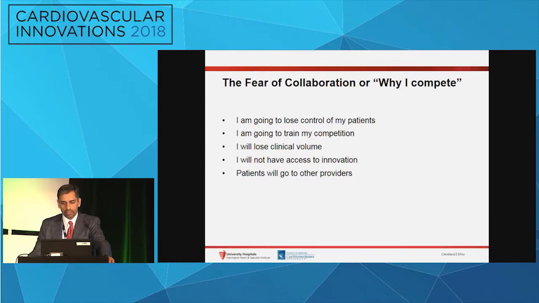Why is there a fear of collaboration? And I think Dr. Dunn pointed to this, why do we compete? Well, I think it's because of the fear of a couple things. I'm going to lose control of my patients. I'm going to train my competition. I'm going to lose clinical volume. I will not have access to innovation. Patients will go to other providers. And I'll just suggest our experience has not been that.